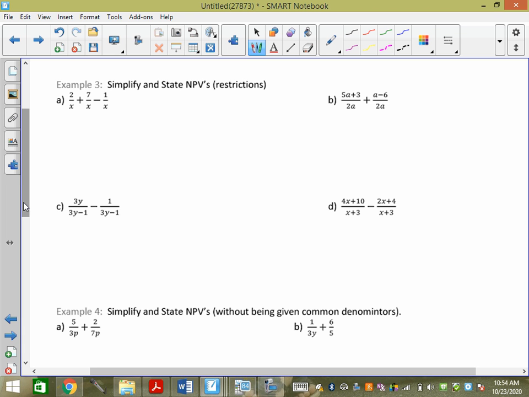Kelly, you said 8, right? Yeah, you can reduce by 8. Okay, so here we have x and an x and an x on the bottom, so we can write it all over 1x. And then we get 2 plus 7 minus 1, which is 8 over x. Now, I can't simplify it anymore, but I do have to remember to do something now that I didn't have to do before. NPVs, non-permissible values: x cannot equal 0.